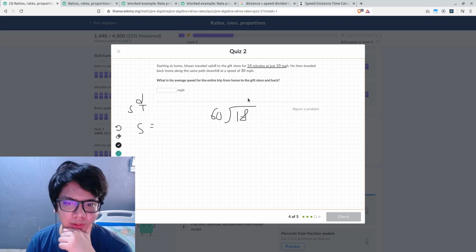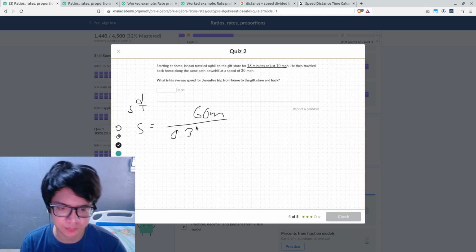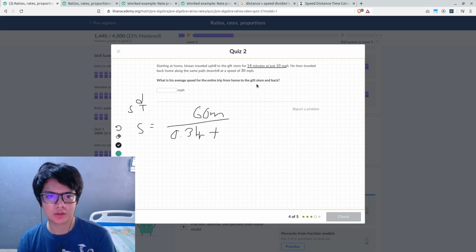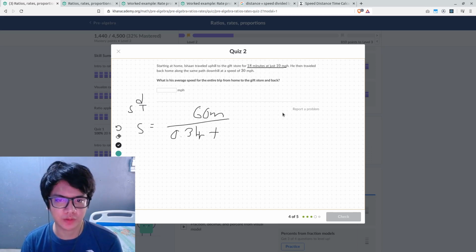Per hour, 18 minutes. So we have 0.3, 180, 3. Okay, so we have 3 times 10, we have 30 miles. So twice of that, 60 miles is our distance. Then our speed, it's 18 minutes, so we already have 0.3 hours, plus the same path down at a speed of 30 miles per hour.